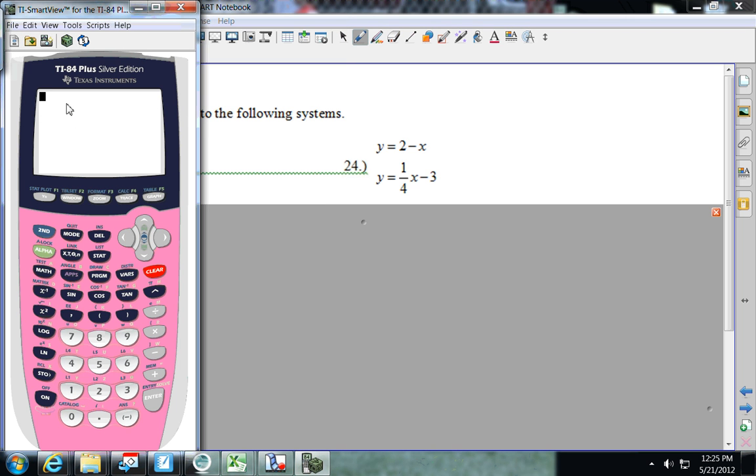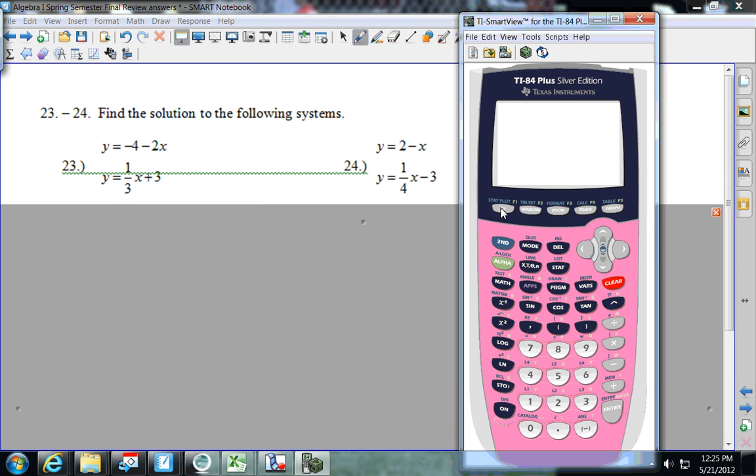All right, we'll go to y equals. The first equation right there is negative 4 minus 2x. Oh, I need to clear all that out. Let me try that again. I just cleared my memory. Let's start from the beginning here. Negative 4 minus 2x in y1. And in y2, I have 1/3 x plus 3.